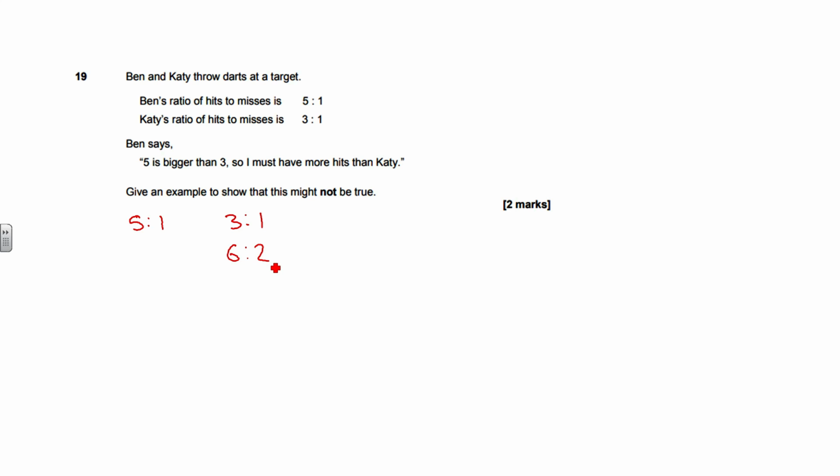So if Katie took 8 shots and hit 6 times, then this is more than 5, yeah? So although he's hit a higher proportion of the time, if she's had more shots, she's still hit more times.